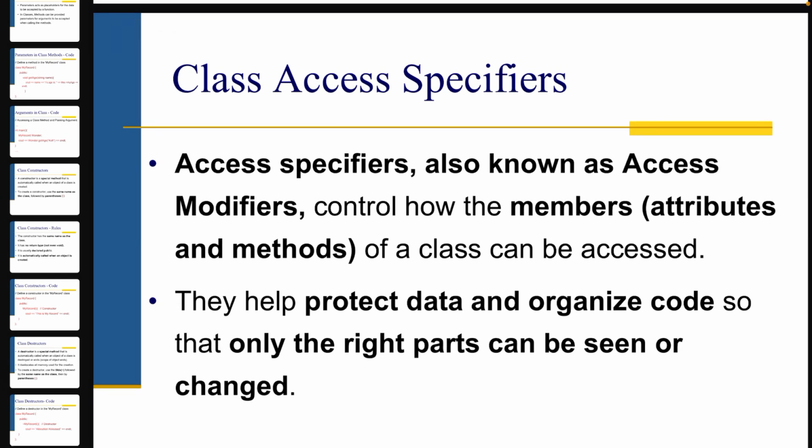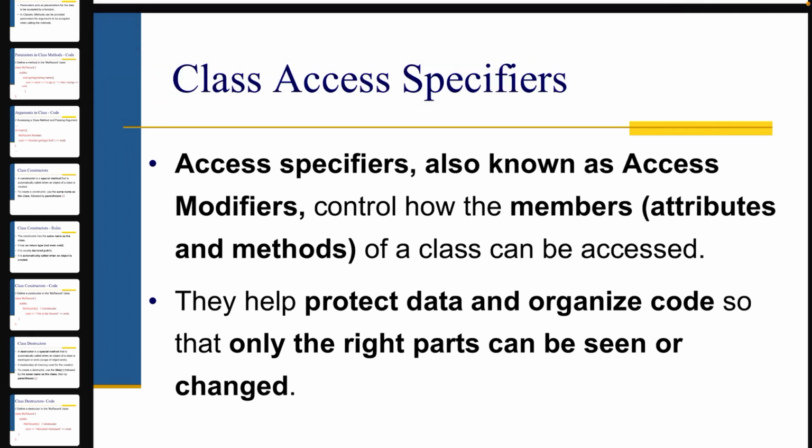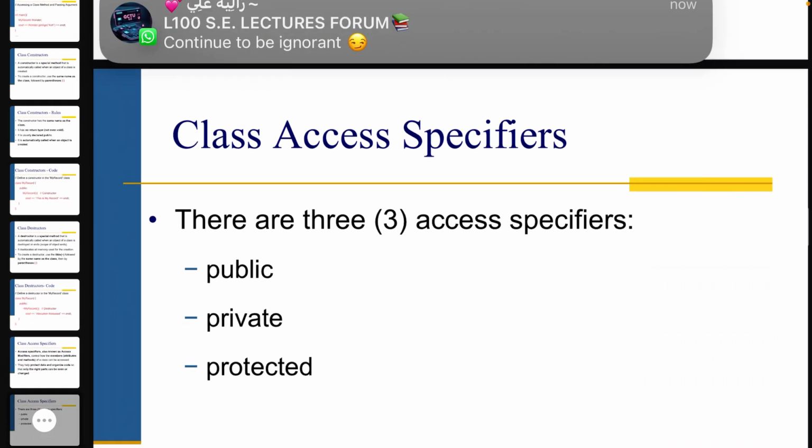So now let's move to class access specifiers. Access specifiers, also known as access modifiers, are written in a class. They control how the members, attributes and methods, of a class can be accessed, and they help protect data and organize code so that only the right parts can be seen or changed.